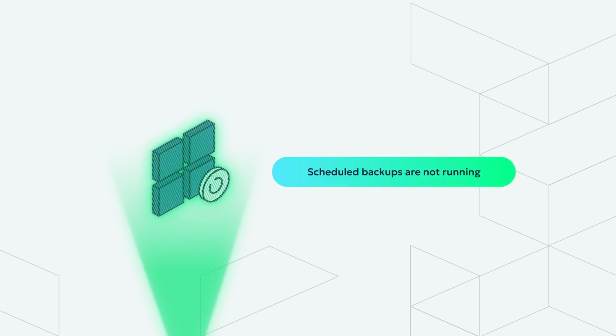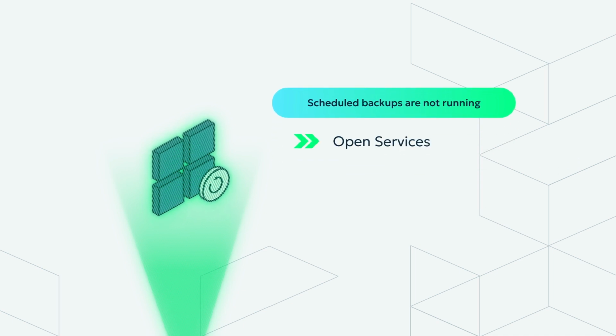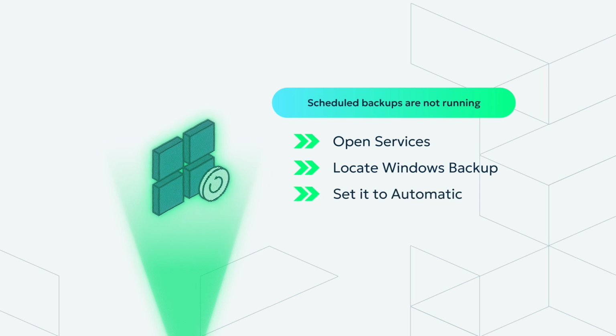Scheduled backups are not running. This issue may happen if the Windows backup service is disabled. To fix it, open Services, locate Windows Backup, and set it to Automatic. Also, make sure your computer isn't set to shut down hard drives when in sleep mode.